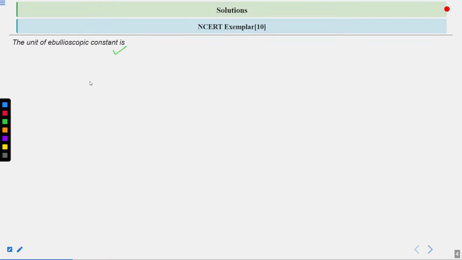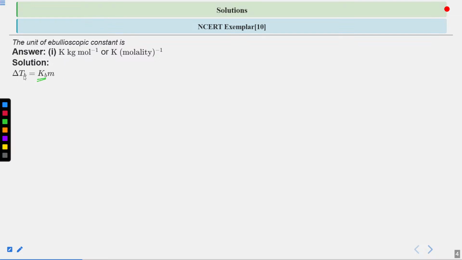So for this given question, the correct answer is the first one, which is Kelvin kg mole inverse or Kelvin molality inverse. If we talk about the solution, delta Tb is equal to Kb m. Now, ebullioscopic constant is this Kb. That means you have to identify the unit of this constant.